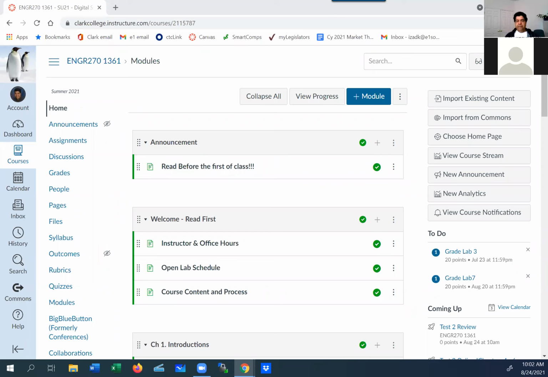So the test is on Thursday. It's going to be 50 minutes. It starts either at 8 or at 10 o'clock, and those are the times. What's going to be covered?